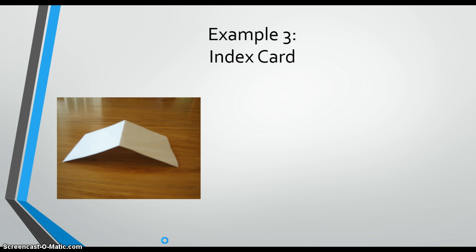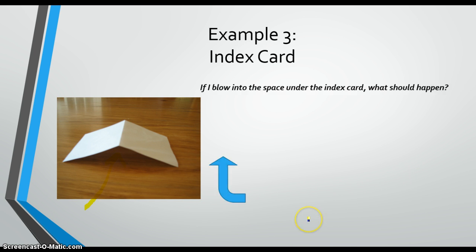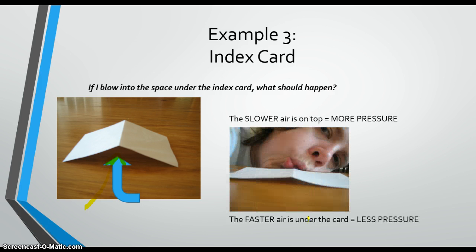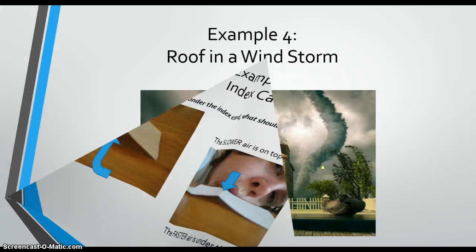Example number 3. So we did this in the lab on that Friday when we experimented with a little index card tent, and then we attempted to blow underneath that tent to see what would happen. And what we discovered was the slower air, because it's on top of the index card, has more pressure. So it's going to exert more pressure on top of that index card. The faster moving fluid is underneath, and it has less pressure. So the more pressure is going to create that greater force on top of the index card, and it's going to cause that card to be pushed down. Okay? Let's go to number 4.